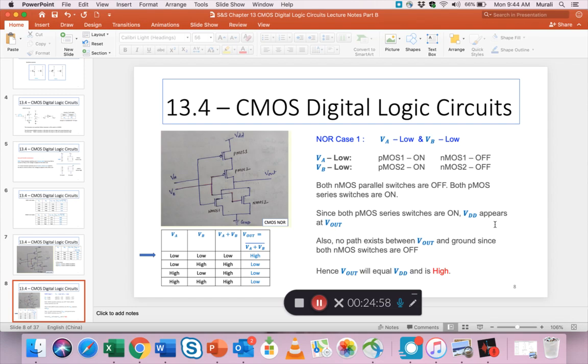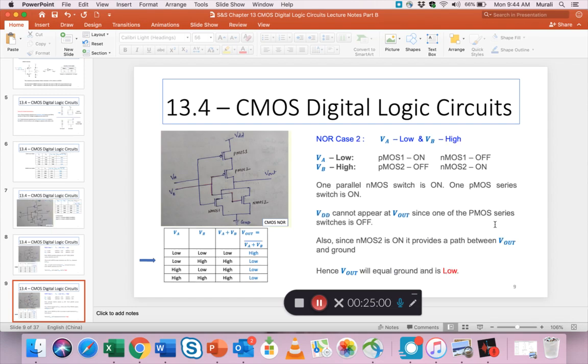Alright, I will do one more, and then I promise I'm not going to do many more because this is time consuming, but let's look at this quickly. Now we are in case 2 of the NOR table, right? Here, VA is low, but VB is high, right? So let's follow the logic and see what happens. So VA is low means PMOS 1 is on and NMOS 1 is off, right? That's how a low on the VA makes them.